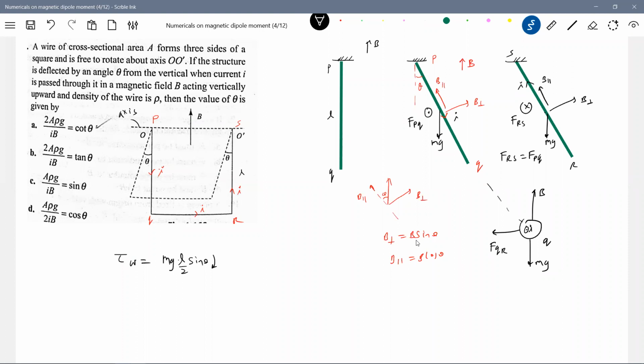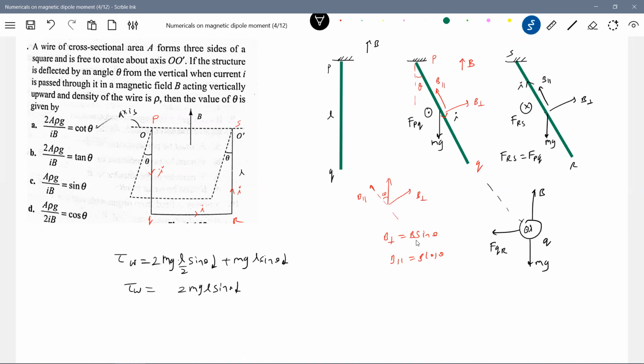mg L by 2 sine theta, 2 times of that, plus mg into L sine theta. Okay, the 2 gets cancelled, so this will become 2 mg L sine theta.